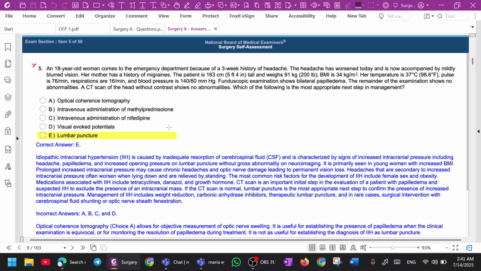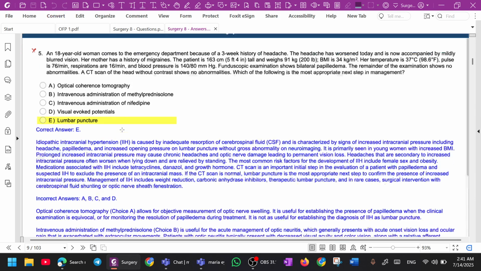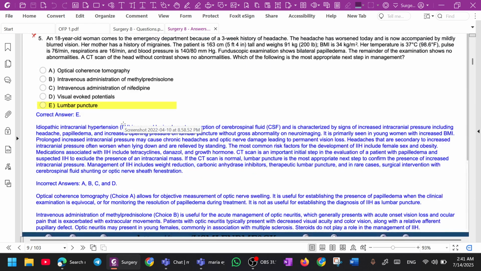Wait, let me read that one. Optical coherence tomography allows for objective measurement of optic nerve swelling. It is useful for establishing the presence of papilledema when the clinical examination is equivocal, or for monitoring the resolution of papilledema during treatment. It is not useful for establishing the diagnosis. Optical coherence tomography. And B, sorry.